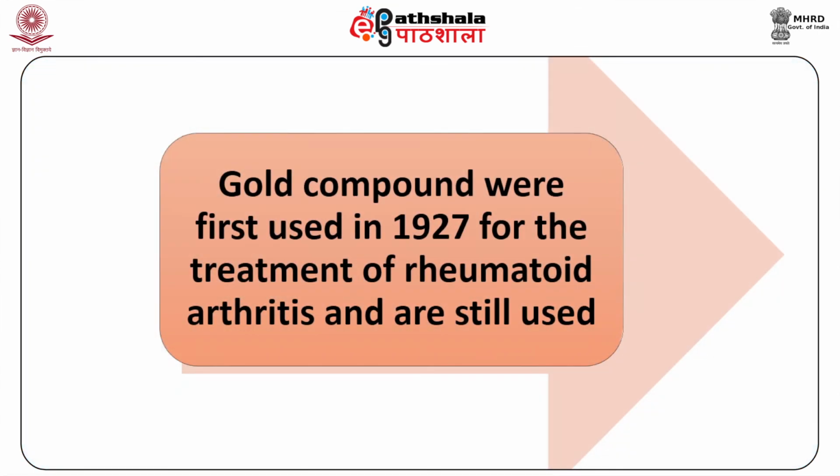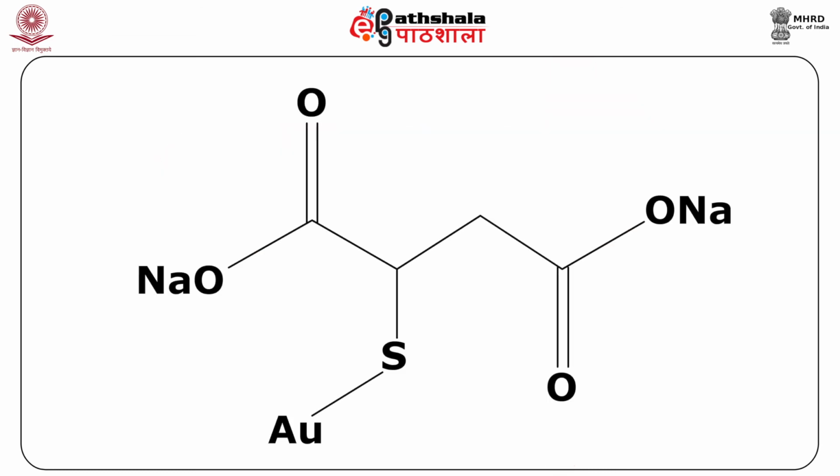Gold. Gold compounds were first used in 1927 for the treatment of rheumatoid arthritis and are still used. The major role of gold compounds in chemotherapy involves the treatment of rheumatoid arthritis with gold compounds such as disodium gold thiomalate, myocrisin. The actual role of gold in controlling rheumatoid arthritis is uncertain.